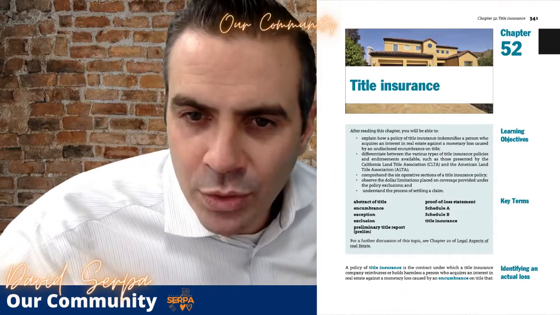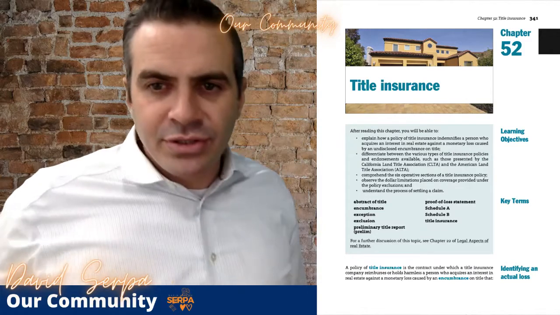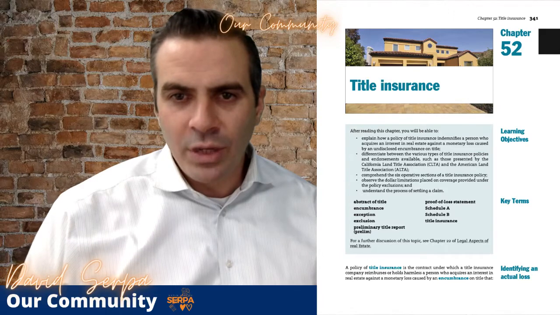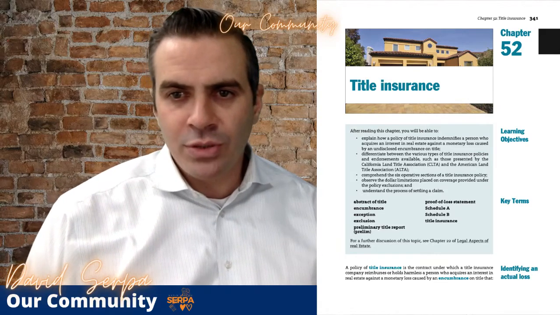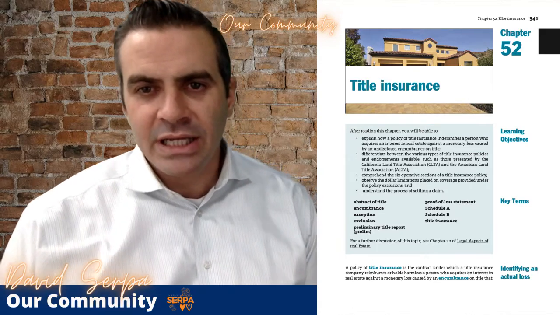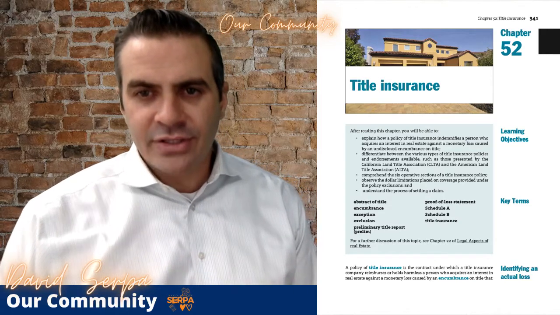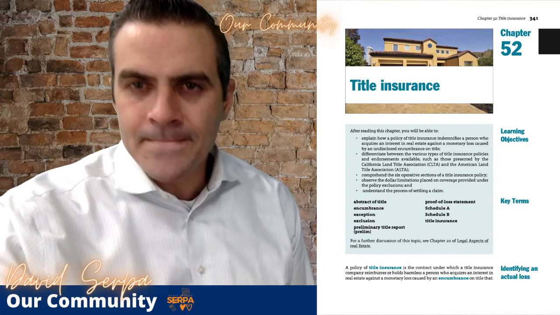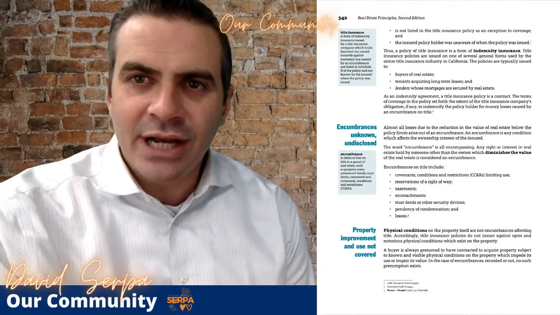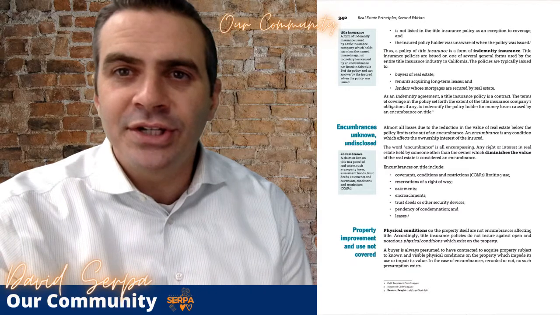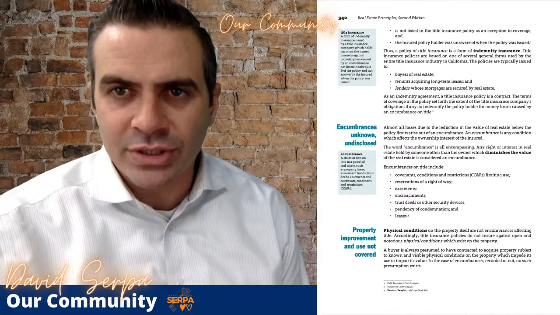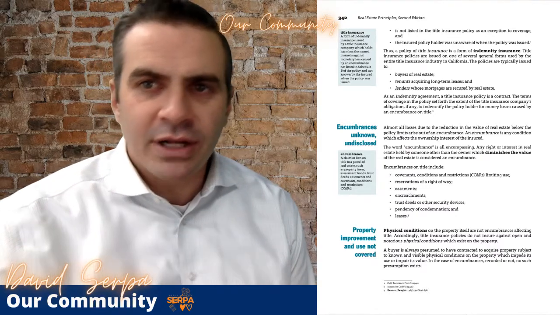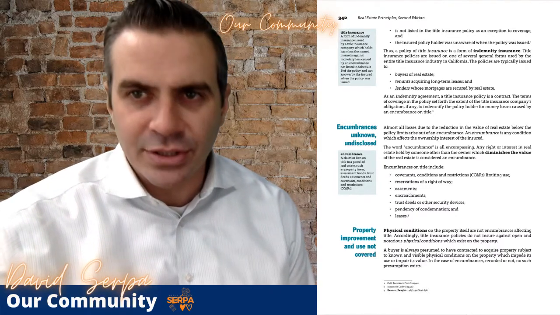Identifying an actual loss. A policy of title insurance is the contract under which a title insurance company reimburses or holds harmless a person who acquires an interest in real estate against a monetary loss caused by encumbrances on title that is not listed in the title insurance policy as an exception to coverage, and the insured policyholder was unaware of when the policy was issued.